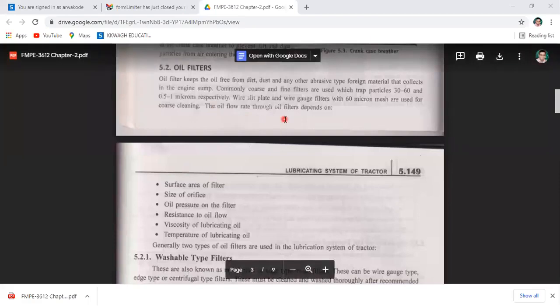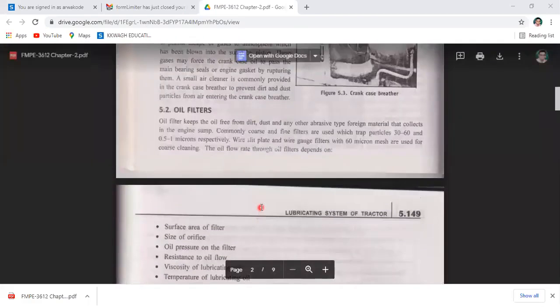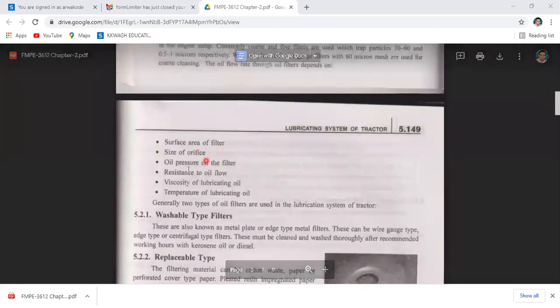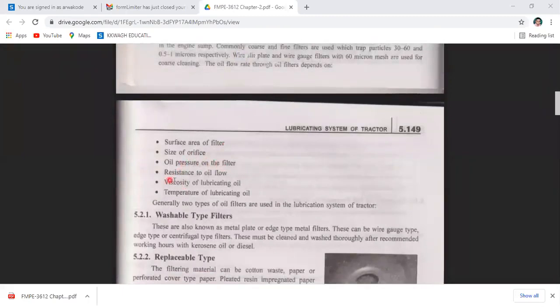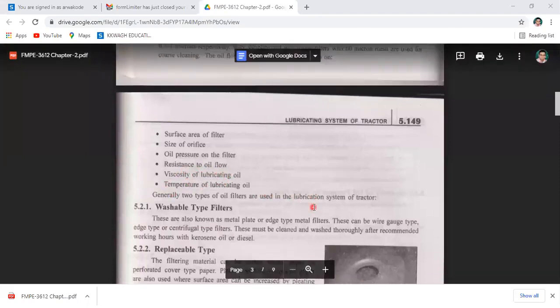The function of oil filter. What is the function of oil filter? Oil flow rate through the filter depends upon surface area of the filter, size of the orifice, oil pressure, resistance to oil, viscosity, and temperature.